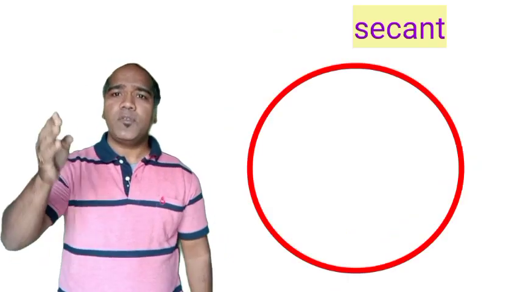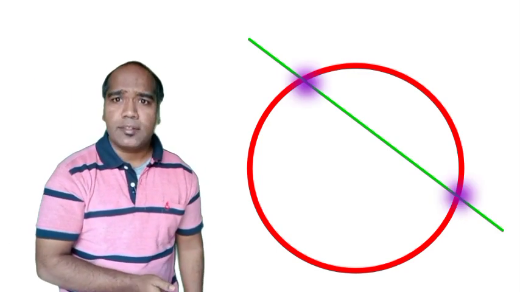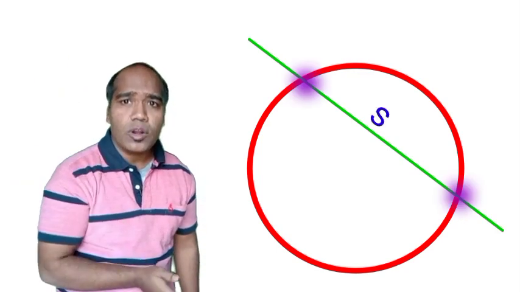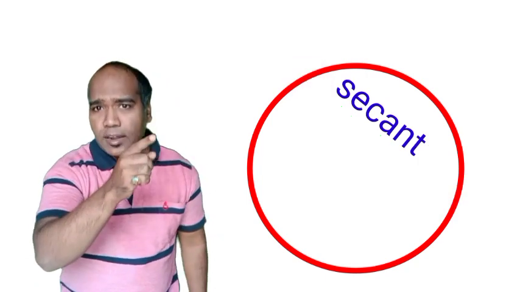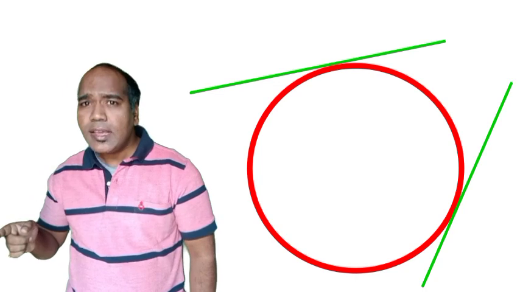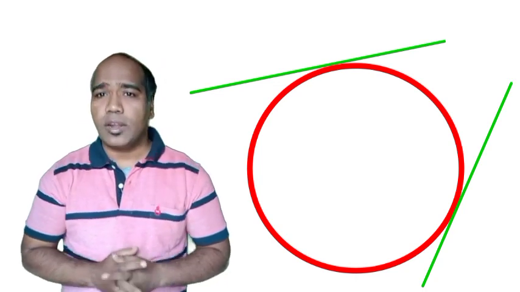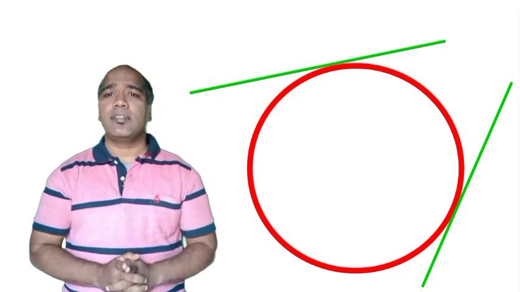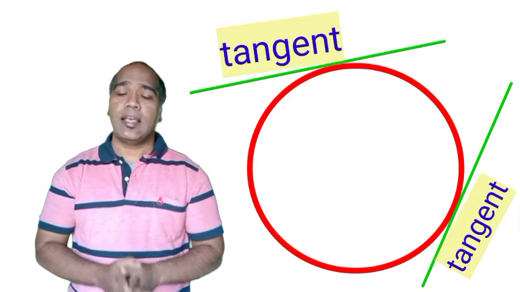So once again I am repeating, what is a secant? If a straight line is intersecting the circle at 2 points, then that straight line will be called a secant. Whereas if the straight line is touching a single point of the circle, then that straight line will be called a tangent of the circle.